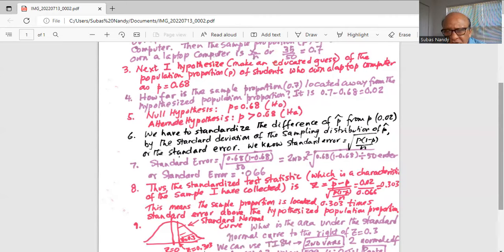I can do in one shot using the TI-84. So I press the second button and then X squared, to get the square root. Inside the square root, I type 0.68, which is the hypothesized population proportion, times 1 minus 0.68. And that is to be divided by 50, and then I hit enter. Every bit of the operation is inside the square root. And I get the standard error as 0.066.